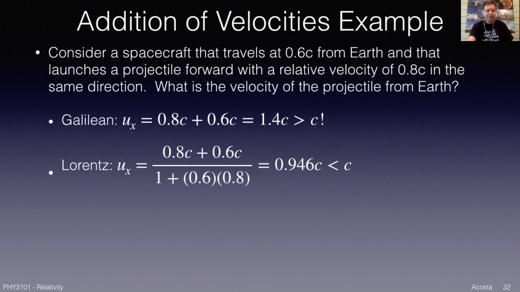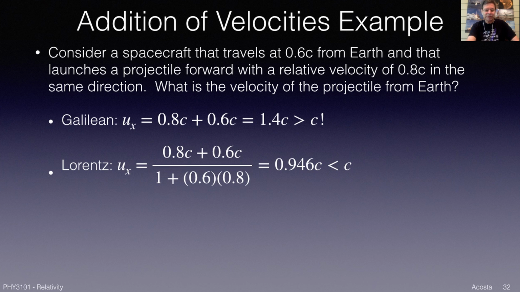Let's look at the Lorentz transformation. Going back there, we would have had the sum of those velocities in the numerator, but we had that correction in the denominator, 1 plus v ux times v over c squared. So the c squared cancels, and I have 0.6 times 0.8 plus 1 in the denominator. That's going to correct the 1.4, and I'm going to get 0.946 c, and guess what? That's less than the speed of light.